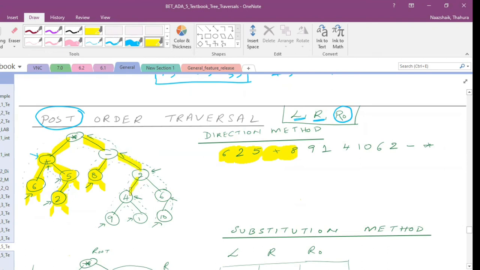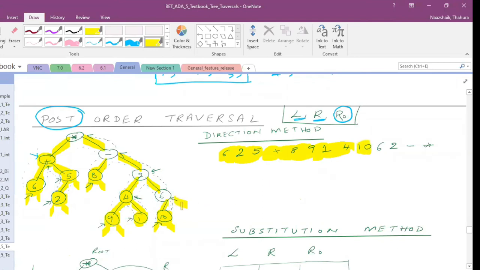So go to the left. Now go to the left, nothing on the left, nothing on the right. So I print 9. I finished left. I need to check right, and then I print the root. Okay. So I finished left. I have to check the right. This is again a subtree. So check the left, check the right, then print the root.